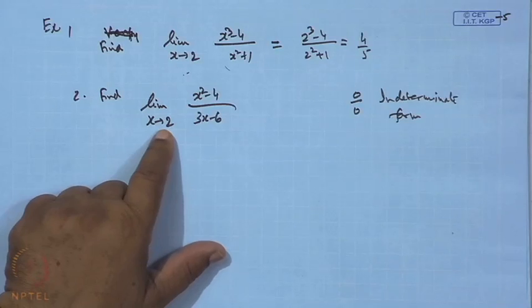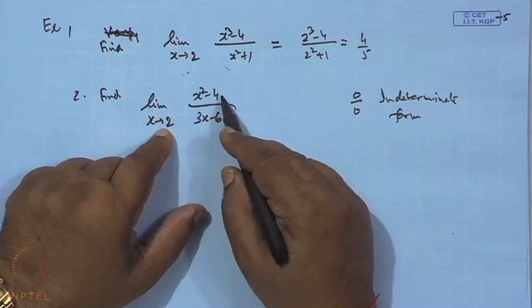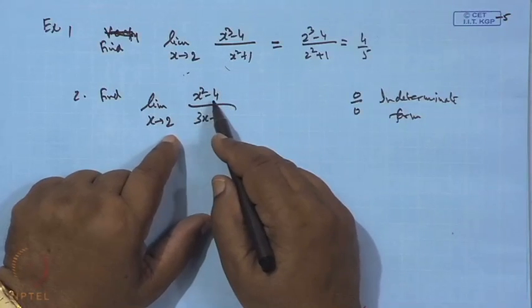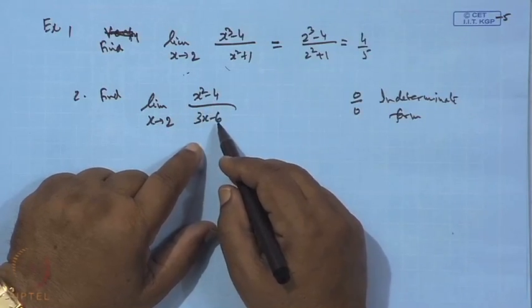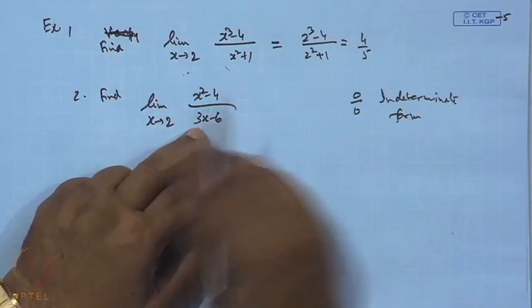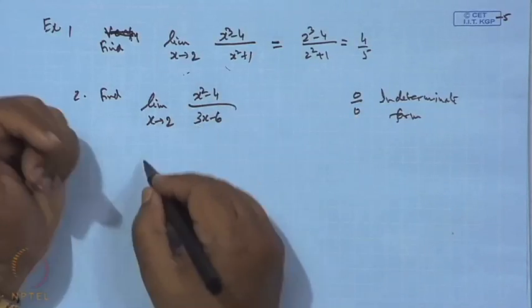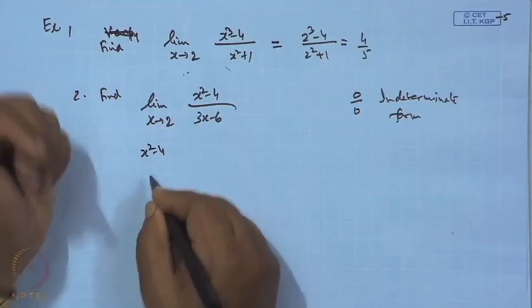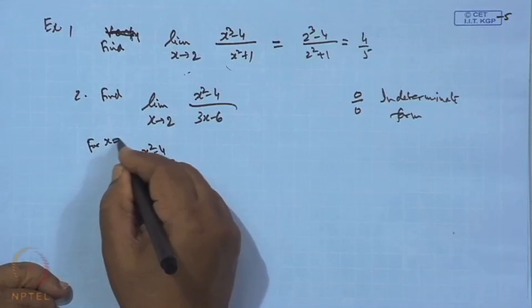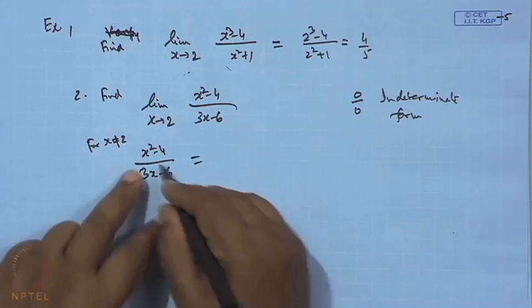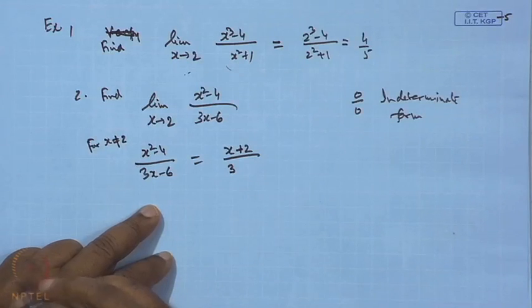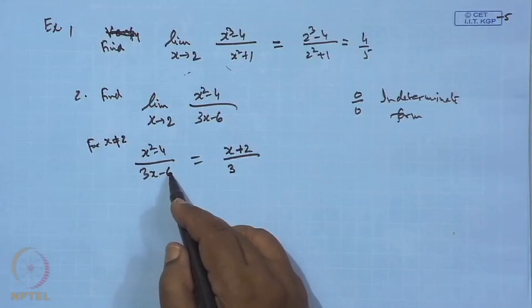Obviously, when we say that x tends to 2, the numerator is 0, the denominator is 0. It means there must be one factor involving x minus 2 in the numerator as well as x minus 2 in the denominator, then only numerator and denominator both are tending to 0. So, remove that x minus 2 factor. So, if I write the function (x square minus 4) over (3x minus 6) for x different from 2, then what happens? You can write this thing as (x plus 2) over 3, just because x minus 2 gets cancelled.